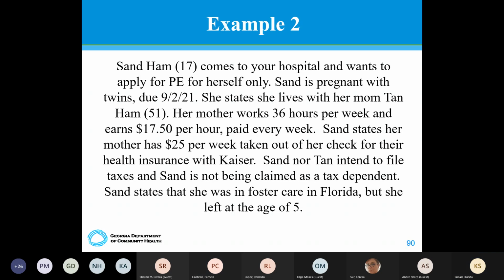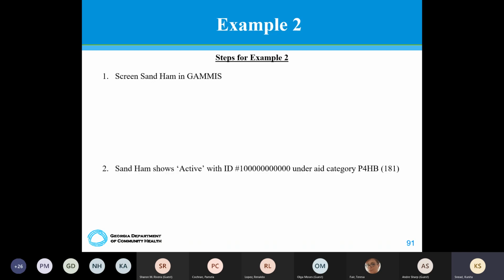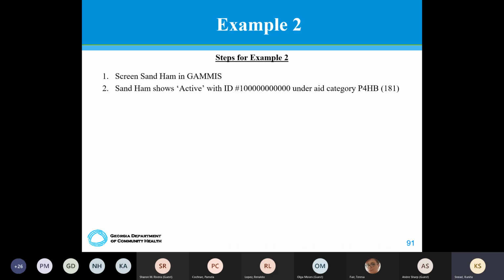Thank you, Pam. So let's go through our step-by-step process of what we're going to do. First, we're going to screen Sand in GAMIS, and we're only screening her because she says she's applying for herself only. Then we're going to see what GAMIS shows us. For this one, GAMIS is showing us that she's active. It gives us her ID number. So if you want to go ahead and write that number down on your PE application that's coming up, that's fine. Her ID number is going to be the number 1 followed by 11 zeros. And it shows that she's active under P4HB 181.